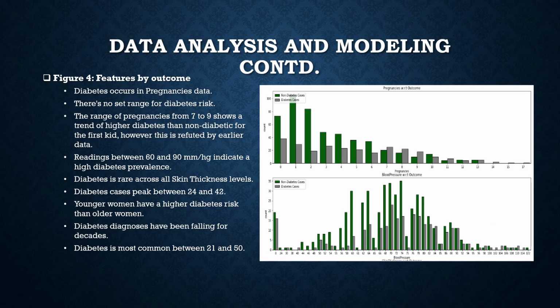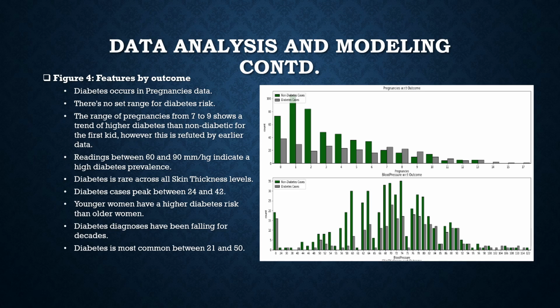Coming to figure 4, features by outcome. There is no range of diabetic risk. The range of pregnancies from 7 to 9 shows a trend of higher diabetic and non-diabetic cases for the first kid. However, this is referred to by earlier data.